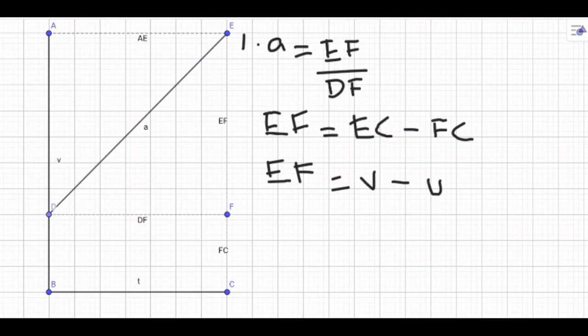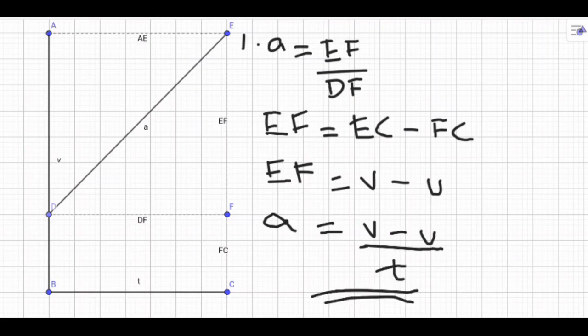Now we have to find DF. DF is nothing but BC, which is also the time. So we can write DF as the time. So what we have here is A is equal to V minus U, as we found out EF was V minus U, divided by DF. Now DF was nothing but BC, which is also T, the time. So here we have the formula: A is equal to V minus U by T.